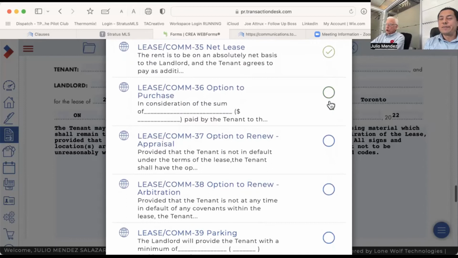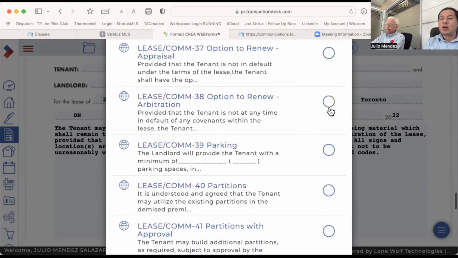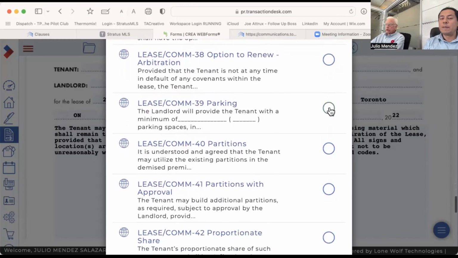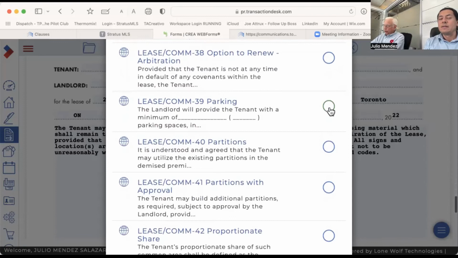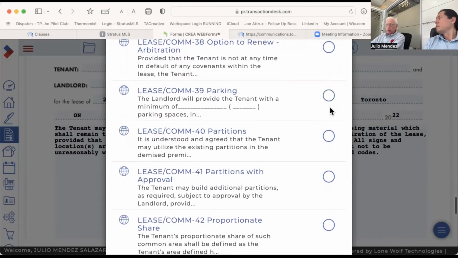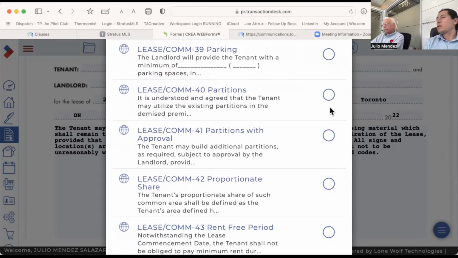Option to purchase. No. Option to renew appraisal. No. Option to renew arbitration. No. Parking. We don't know that, but we could spell it out if there are parking spaces available in the agreement to lease. Yes. And they would be assigned to the new tenant. And we're not talking about public parking. We're talking about the spots in either the back or something. Correct.